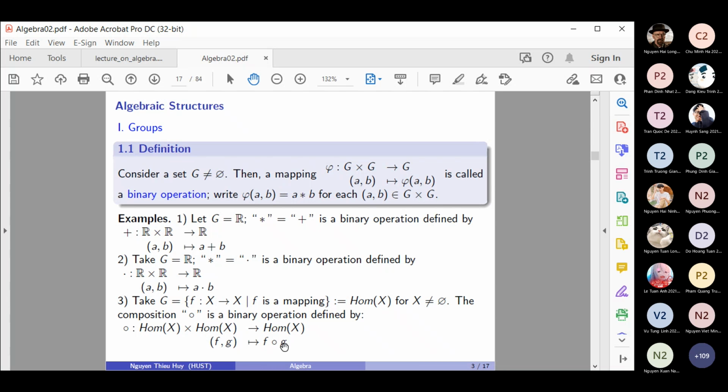Because here you have the same domain and the same range. Every domain is X and the range is also X. So you can check the composition: it again has domain X and range X. So it is well defined. This means you have a mapping. And whenever you have a mapping from the Cartesian product into itself like this, then you have a binary operation in this sense. Good.